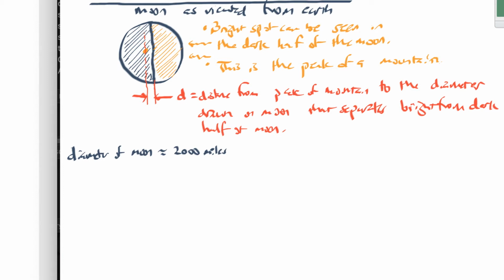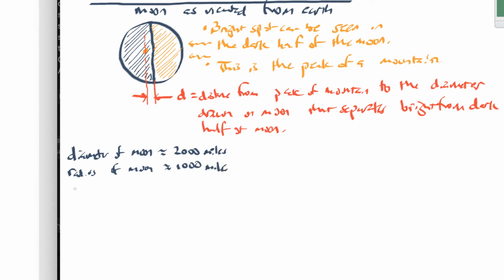You might wonder how he gets that, and we could, of course, go back and talk about that. But let's just take that for granted. The diameter of the moon is about 2,000 miles, which means the radius of the moon is right around 1,000 miles.